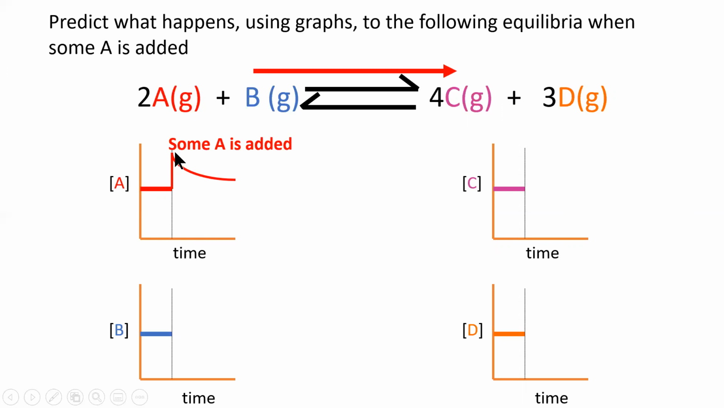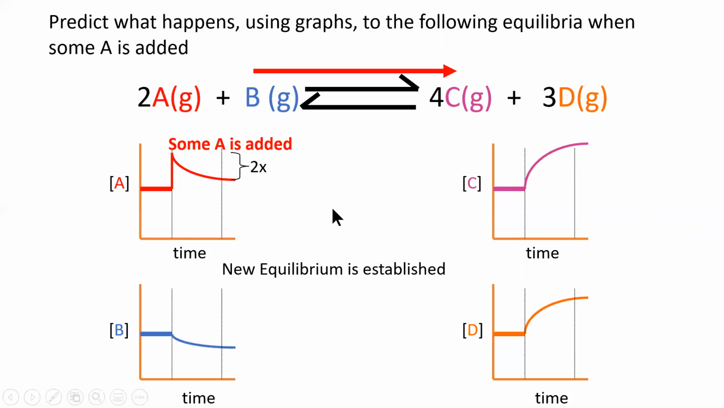We can show A rising, and then of course going down. This difference here will correspond to 2x at the new equilibrium. No change is going to happen anymore in A and B. They will be achieved at the same place on these graphs. But notice B has only gone down by half of the amount that A went down, because it's 1 to 2. The amount of C has gone up by 4 compared to the amount that B has gone down. And the amount of D has gone up by 3 compared to the amount that B has gone down.